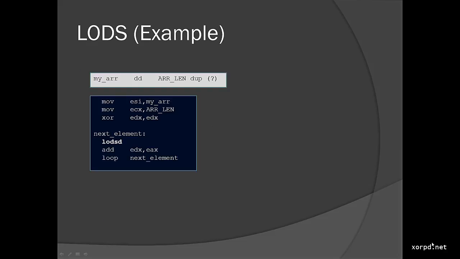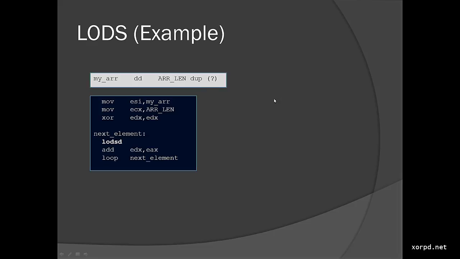Let's look at an example for the load_s instruction. We begin with a declaration of an array, which is called myArray. Every element in this array is a dword, and we have a total of rlen dwords, which means that we have a total of 4 times rlen bytes. We are going to sum all the dwords in this array. And by the way, we assume that rlen is some constant that was defined earlier in the source code.